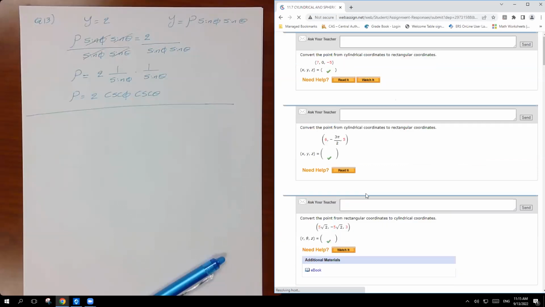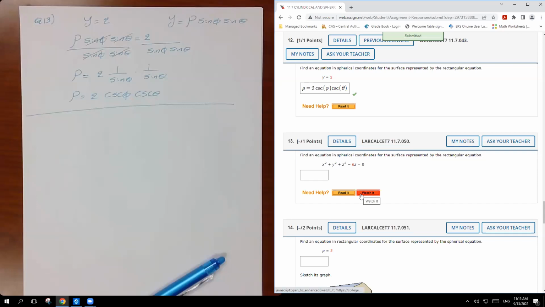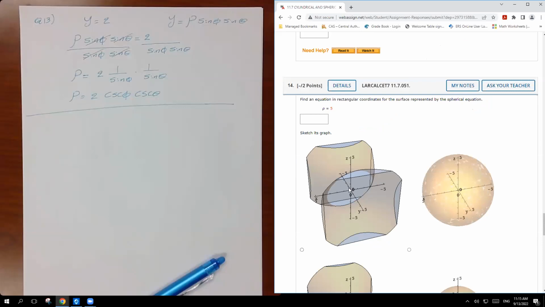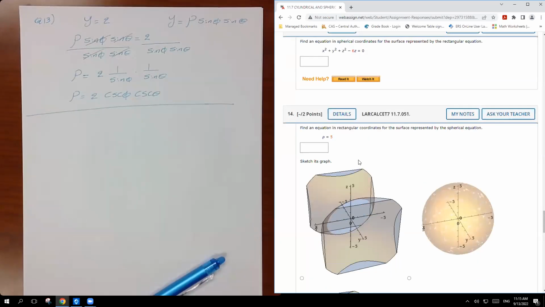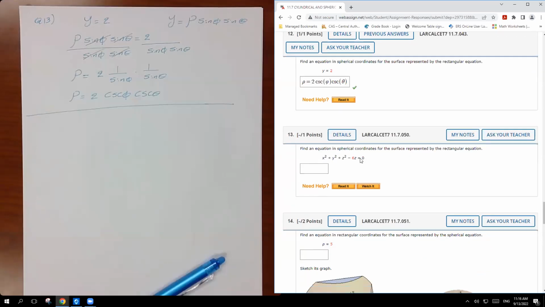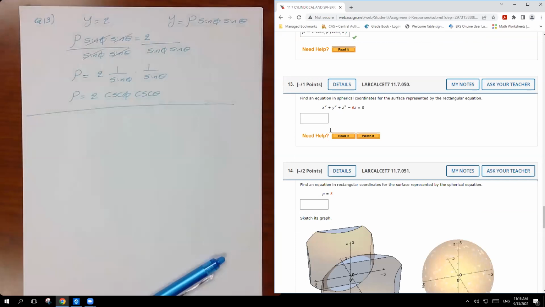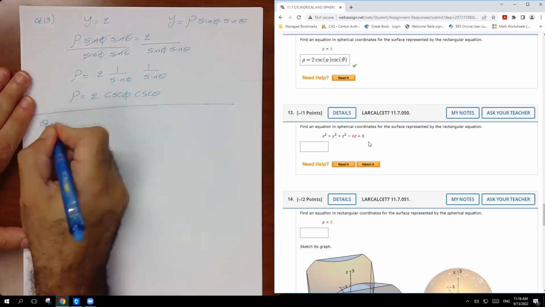Next question is going to be 14. We're going to do exactly the same thing, and we need to figure out which one is going to be the graph. Oh, 13, 14. I'm talking about 13. So 13 is find the equation in spherical coordinates, and we have the rectangular one. So question 14.